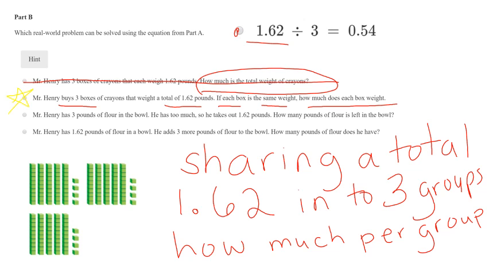Mr. Henry has 3 pounds of flour in the bowl. He has too much, so he takes out 1 and 62 hundredths of a pound. How much is left? No way, Jose. That is subtraction. Nope. Mr. Henry has 1 and 62 hundredths pound of flour in a bowl. He adds 3 more pounds of flour into the bowl. How many pounds of flour does he have? He has a lot of flour there and he has way too much to make cookies and it's addition, so sorry, Mr. Henry, that is not it.